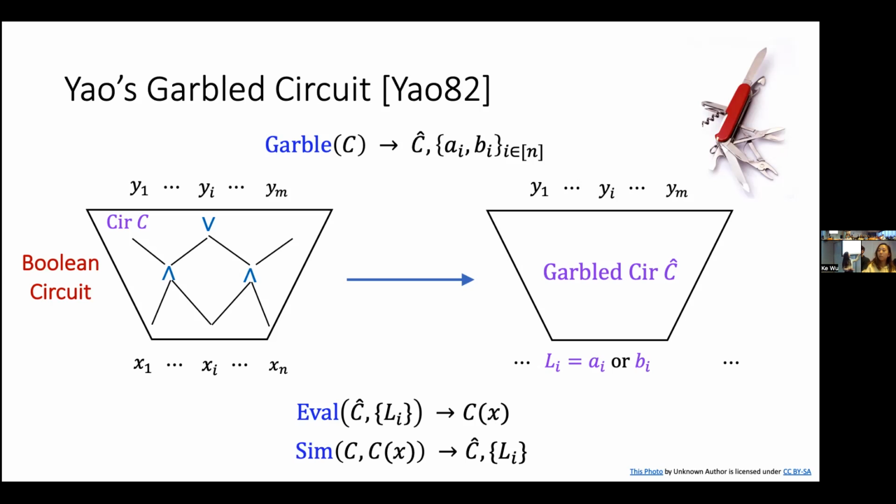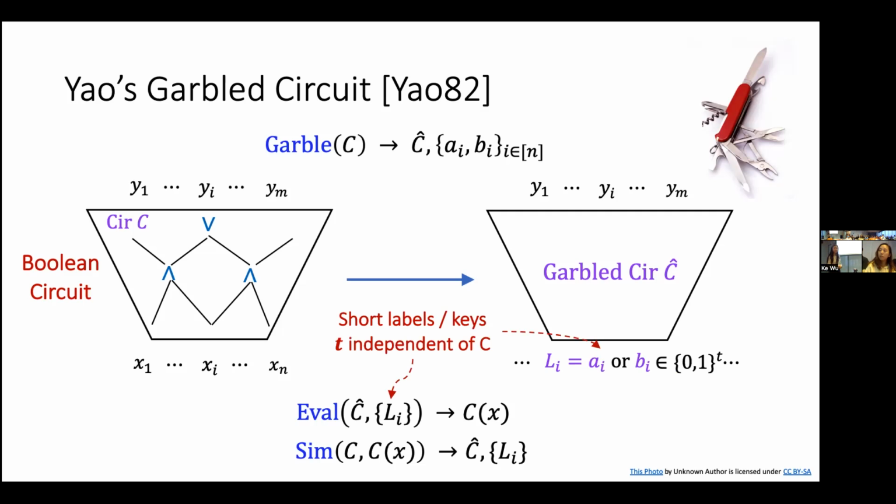And this is captured by saying that given the output together with the circuit, you can simulate everything, including the garbled circuit, together with the input labels. Okay, so we're going to call the Ai, Bi's keys and the Li, which is one of them, the label. Besides the security guarantee, it has some really nice and useful properties.